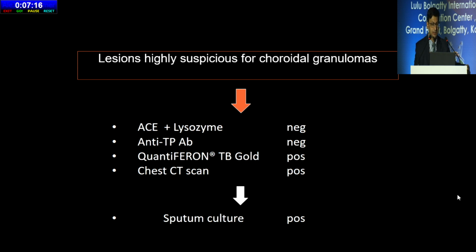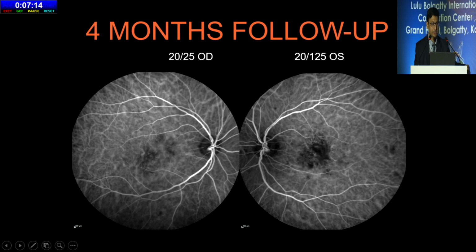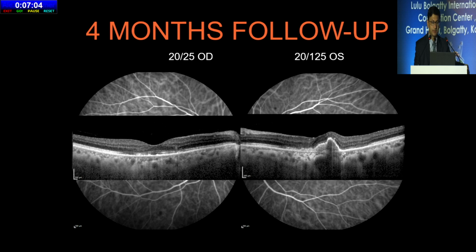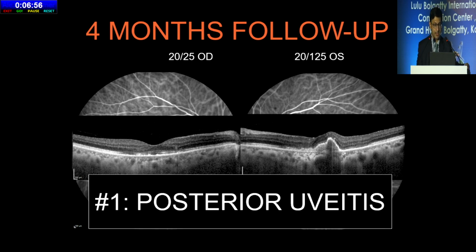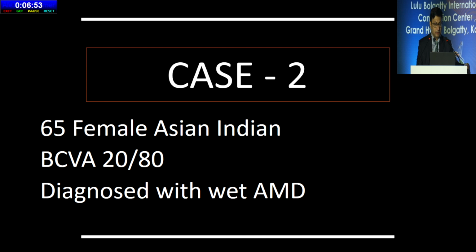So this patient was diagnosed with serpiginous choroiditis, choroidal granuloma, and underwent treatment with steroids and anti-TB therapy, and improved. You can look at the follow-up images. The anti-VEGF was, of course, given in the left eye for the CNV. But the most important aspect here is not to miss the primary diagnosis. Moving on to case 2.